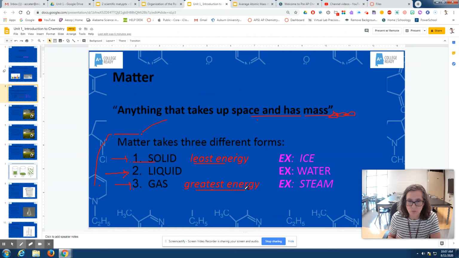The old definition you probably learned in elementary school is that gases have no definite volume and no definite shape. That means they fill up whatever container they're in. Liquids have a definite volume but not a definite shape. They take on the shape of their container. And solids have a definite volume and a definite shape. Okay? All right.